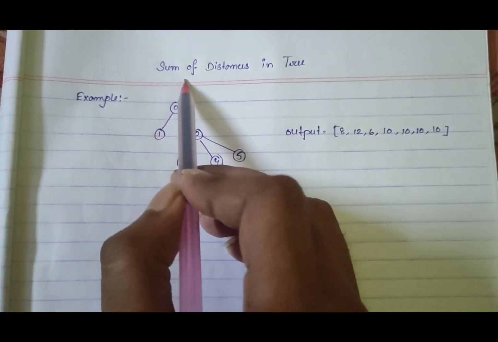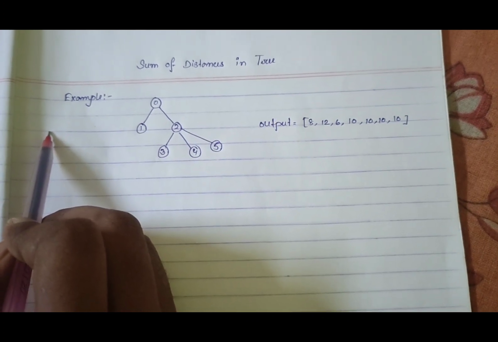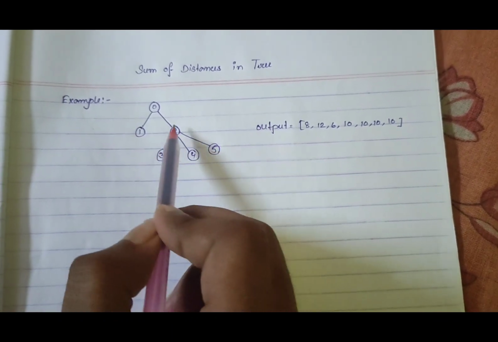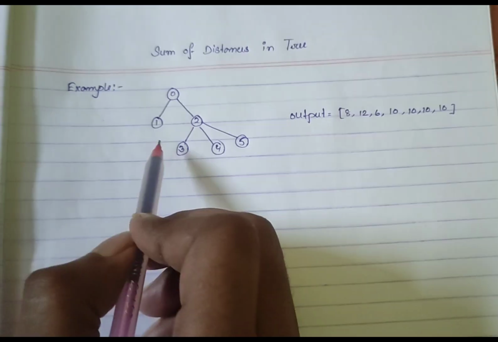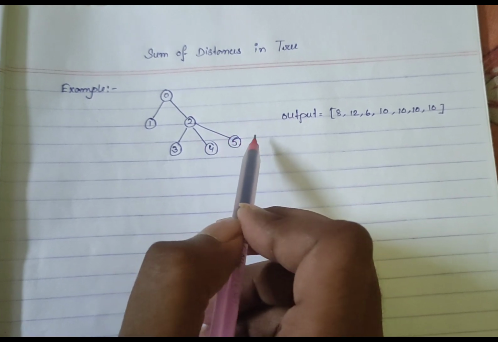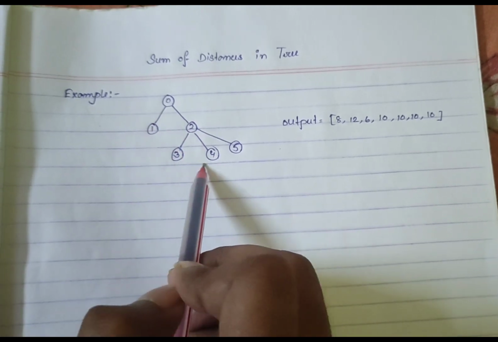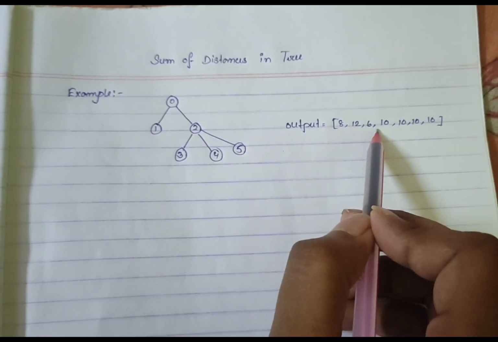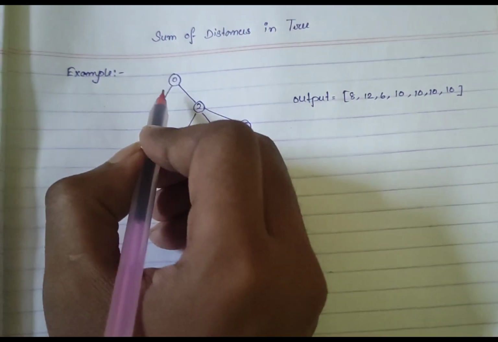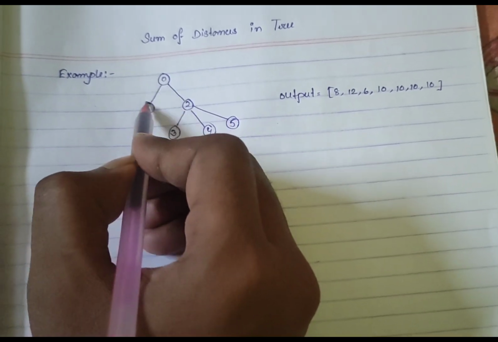Okay, so now we will describe it. The question is basically the sum of distances in a tree: there is an undirected connected tree with n nodes labeled from 0 to n minus 1 and n minus 1 edges, and you have to return the sum of distances between the ith node in the tree and all other nodes. You are given an undirected tree and the outputs are 8, 12, 6, 10, 10, 10.